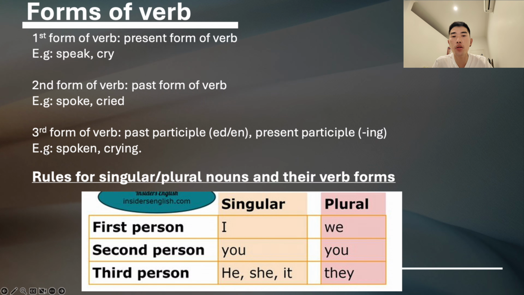Before these verbs, we can also add words like had, has, been, have, but that depends on the types of nouns and their verb forms. That's why I'll give you a quick explanation on which nouns or pronouns will have which kind of verbs. Singular pronouns such as I become we when it changes to plural, you becomes you, and he, she, it becomes they. So these are first person, second person, and third person.